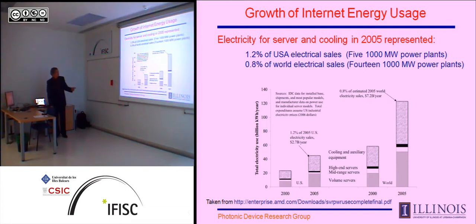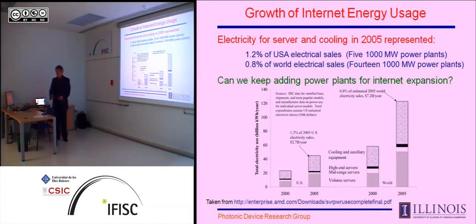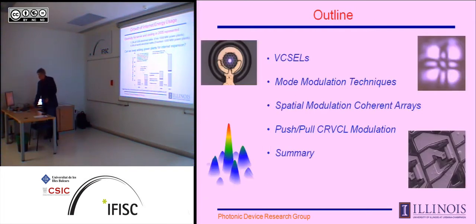So in the United States, this is something on the order of 1,000 megawatt power plants, which means coal burning plants, and it's something on the order of 14. So if you then think about just at the current level of usage, if we're going to triple this in order to get to the rest of the world, this has a huge implication in terms of energy usage. So the question is, can we keep adding these sort of power plants to support this infrastructure? And probably our children or grandchildren will say, no, we can't.